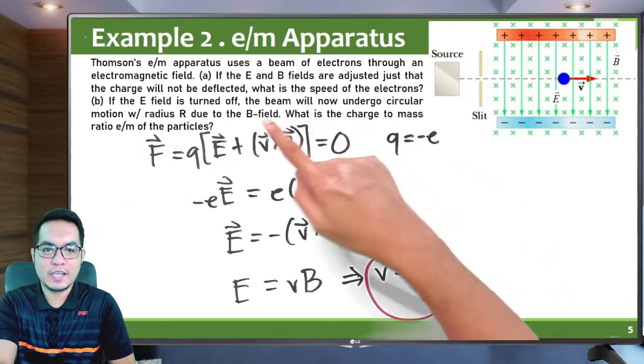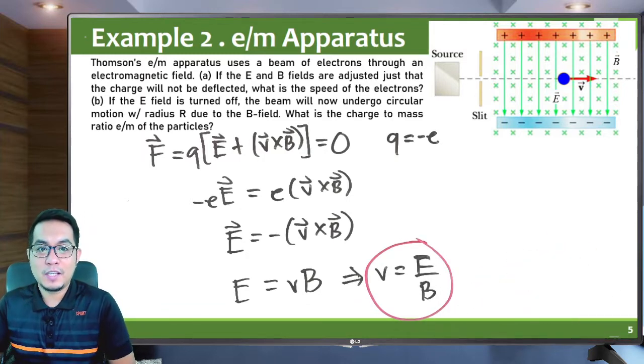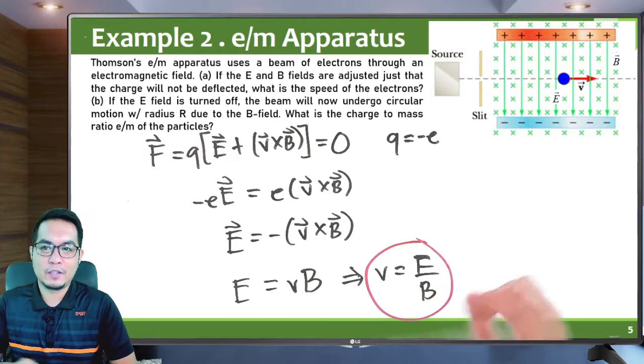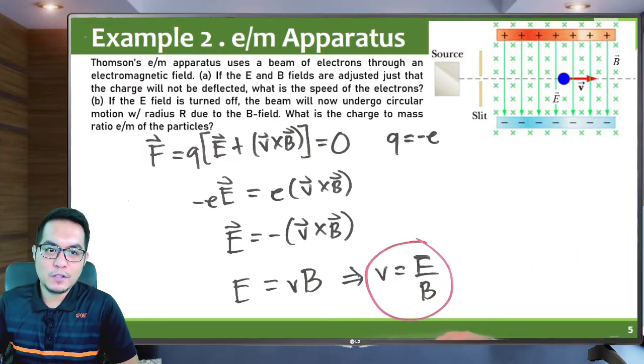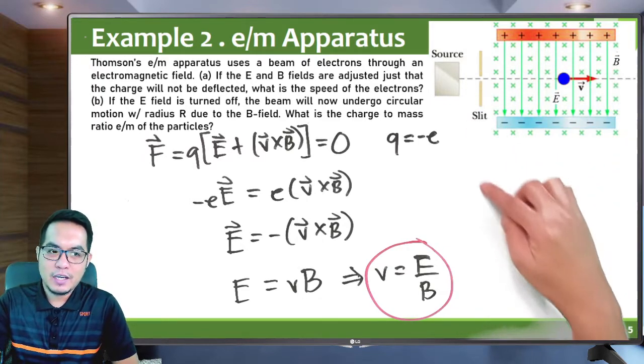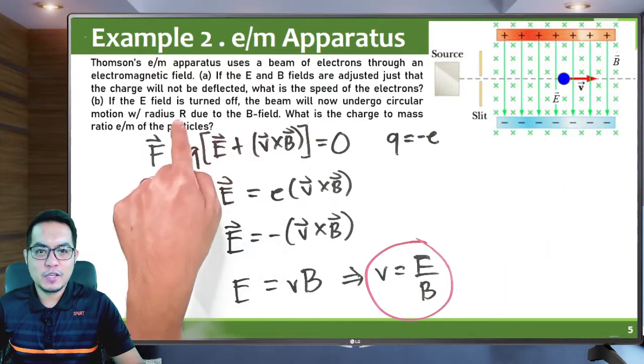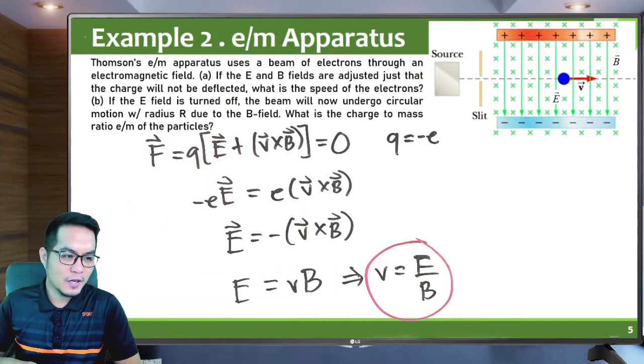Okay, how about for the second question? If the electric field is turned off, the beam will now undergo circular motion with radius r due to the magnetic field. So it will undergo cyclotron motion because there's no more electric field, only magnetic field. So what is the charge to mass ratio of the particles? So this is assuming that you measured the cyclotron radius r, and you are asked to find the charge to mass ratio.